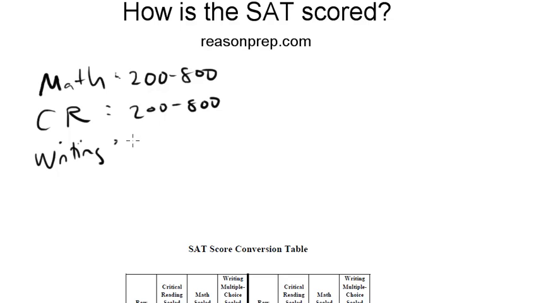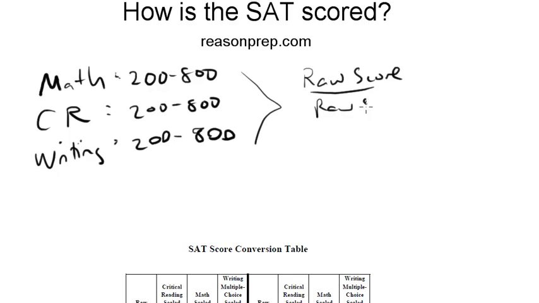So they're very weird scores. This is not a 1 to 100 system that you're potentially used to. It's not a letter system. It's a numerical system, and it's kind of a weird numerical system. Now, how do they actually get these scores? Well, what they do is convert what's called the raw score for each section into these scores by a table that I'm going to show you in just a little bit.